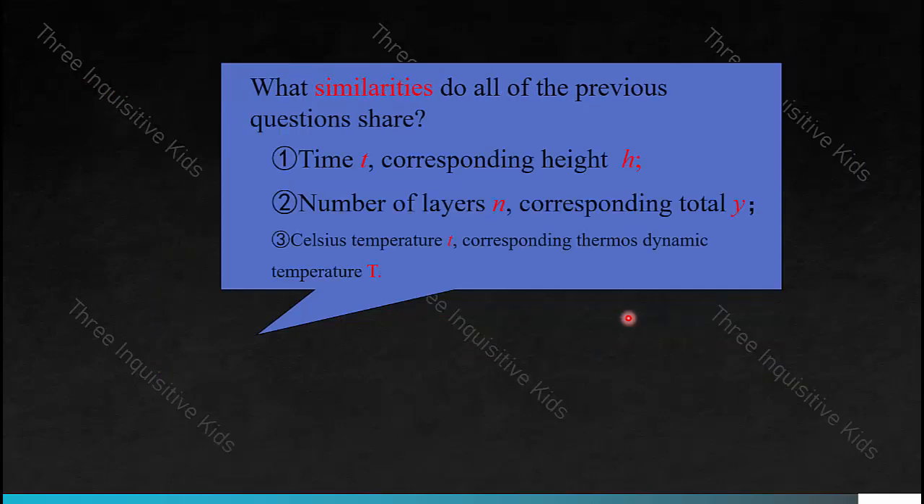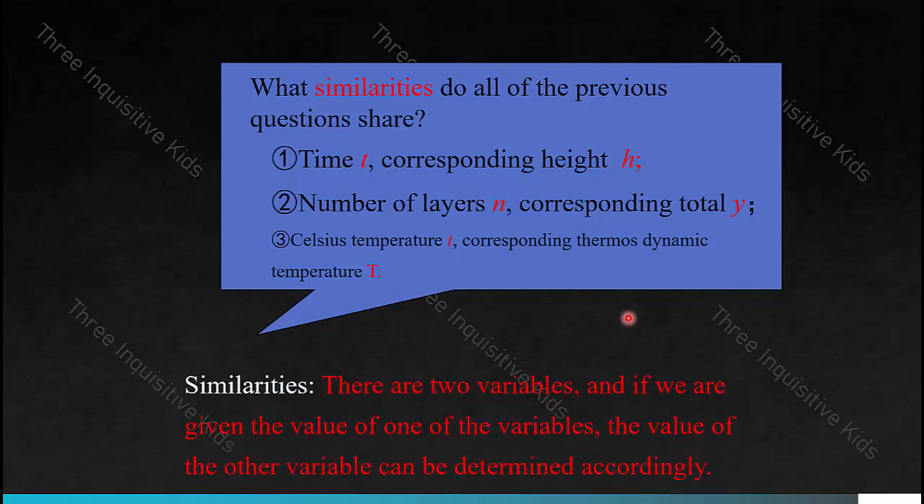So here's our conclusion. What similarities do all of the previous questions share? Well, there's always two variables. In the first one, there was the time, which is t, and its corresponding height, which is h. In the second scenario, there was the number of layers, n, and its corresponding total, which is y. In the last scenario is the Celsius temperature t and its corresponding thermodynamic temperature uppercase T. So here are their similarities. There are two variables in each scenario, and if we are given the value of one of the variables, the value of the other variable can be determined accordingly.